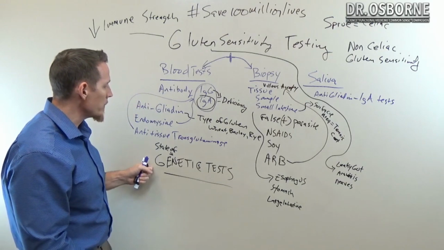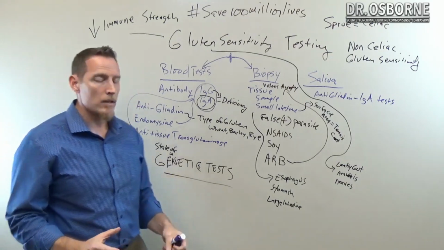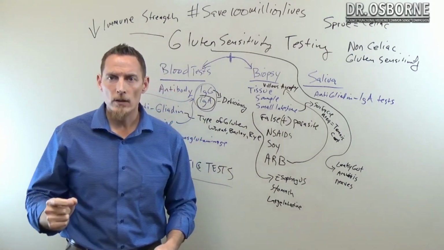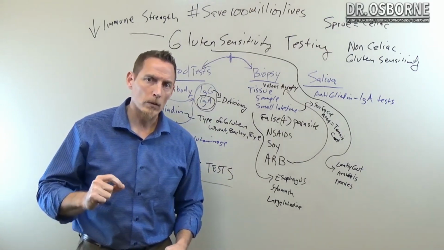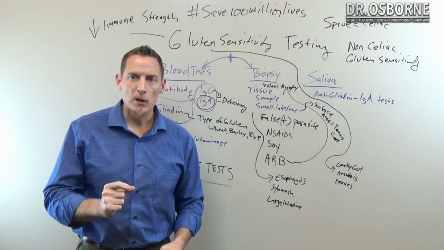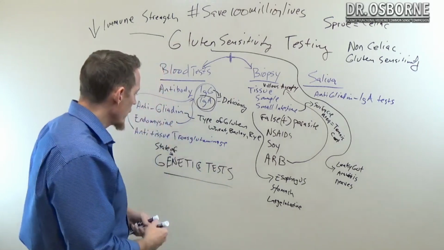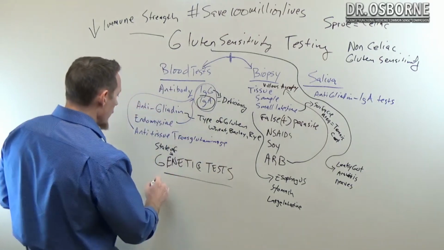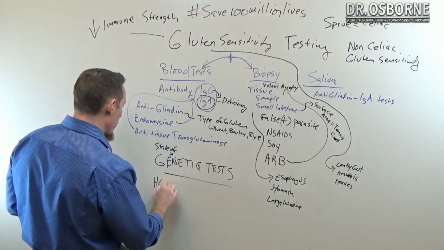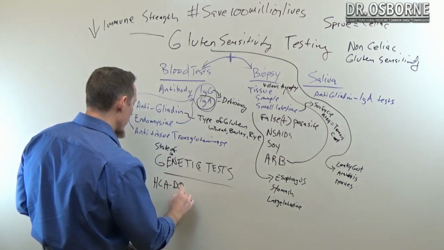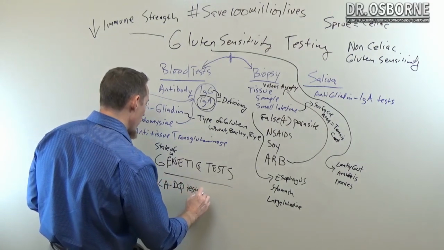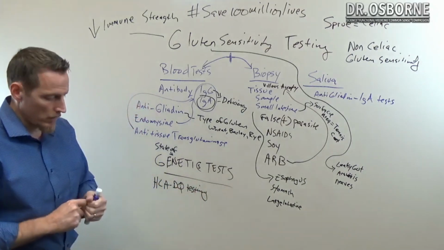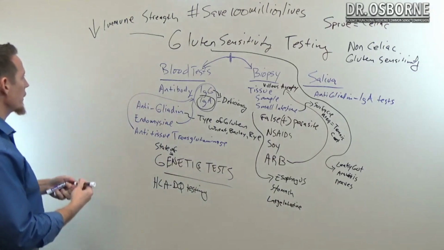So the best way, and actually it's interesting, I think it was back in 2012, we've been doing genetic testing for gluten sensitivity now going on close to 20 years. But the Mayo Clinic in 2012 announced that this particular type of testing should be the new gold standard, HLA-DQ testing. So why do we want to do HLA-DQ testing? Let me draw you another picture and help you understand it a little bit better.